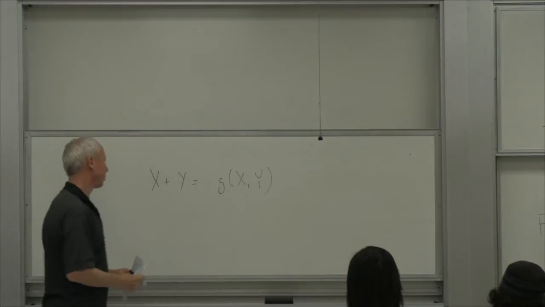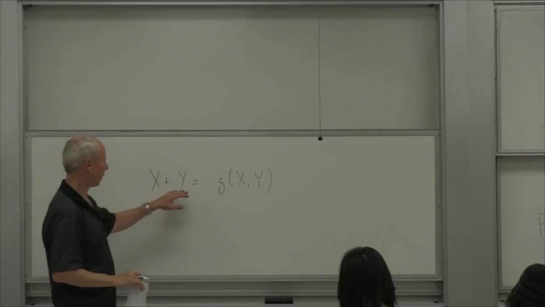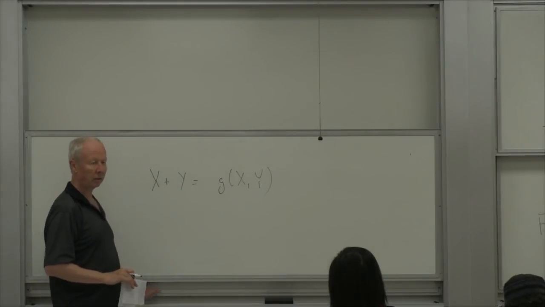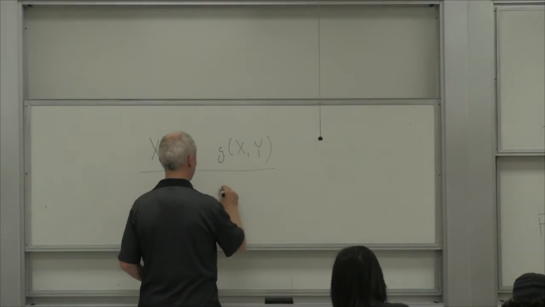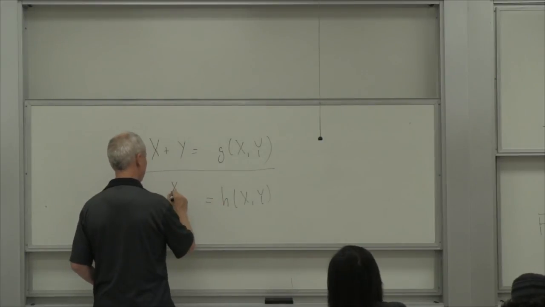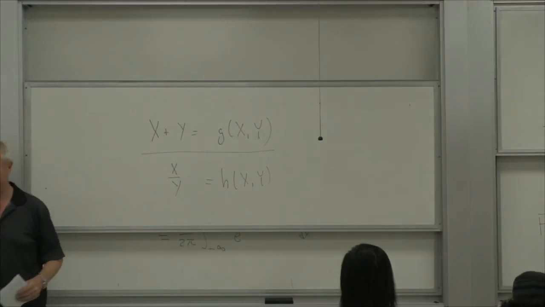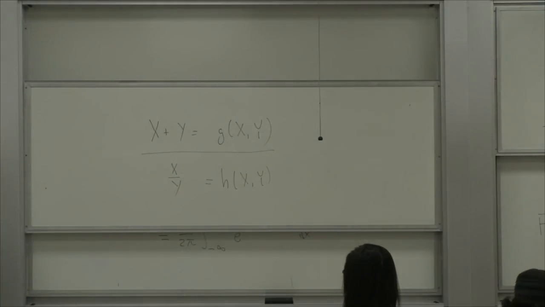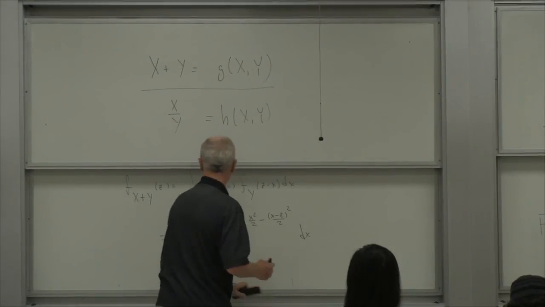Sum of two random variables is just a special case of a function of two random variables. In the book, they also look at ratios. How would you get the distribution function for a ratio? This is another example of a function of two random variables.